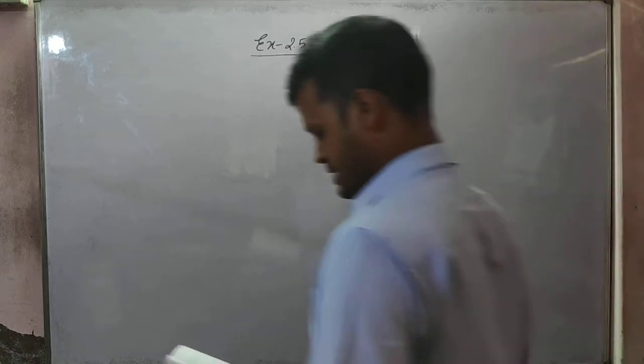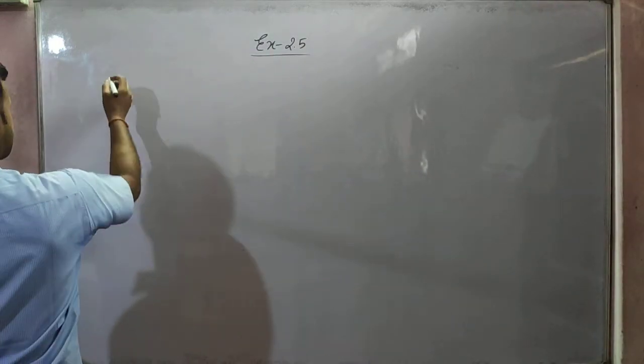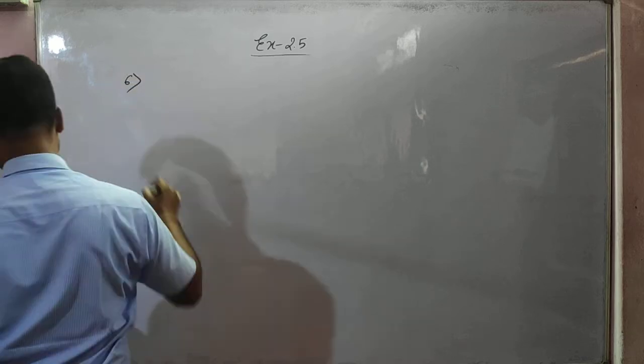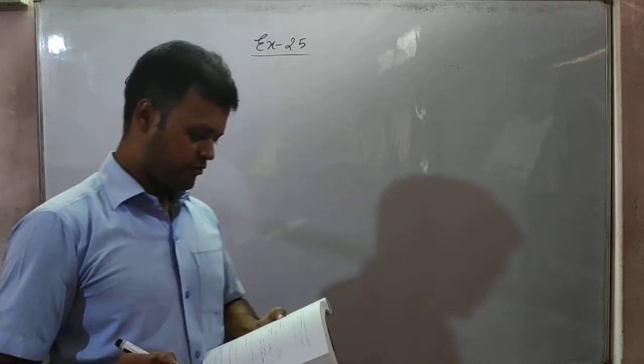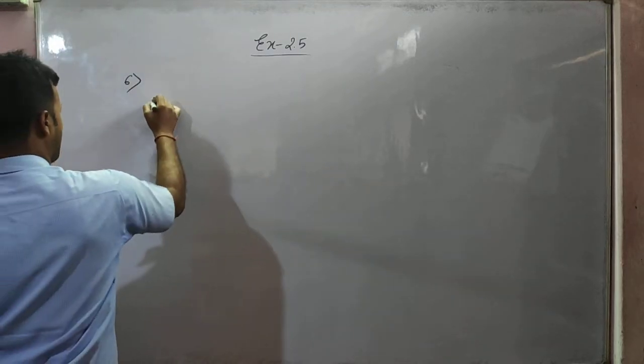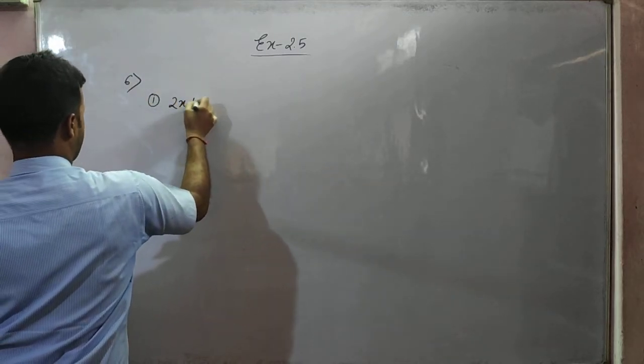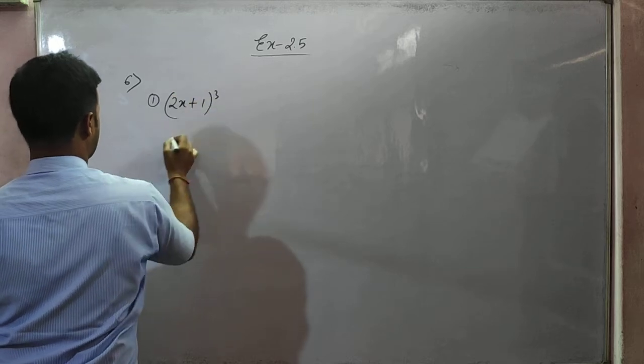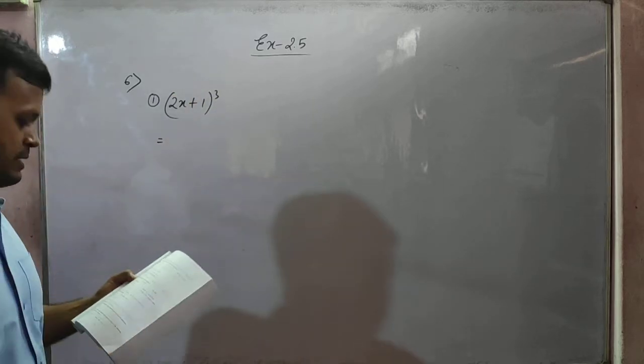So students, next let us come to number 6. Write the following cubes in expanded form. 2x plus 1 whole cube.